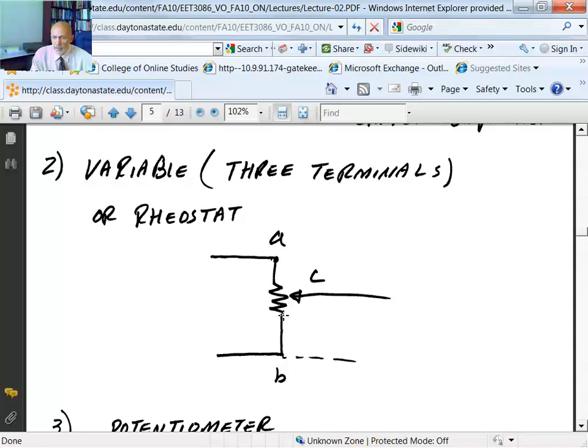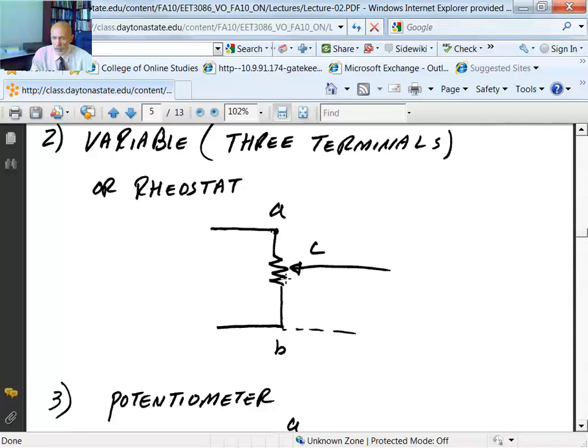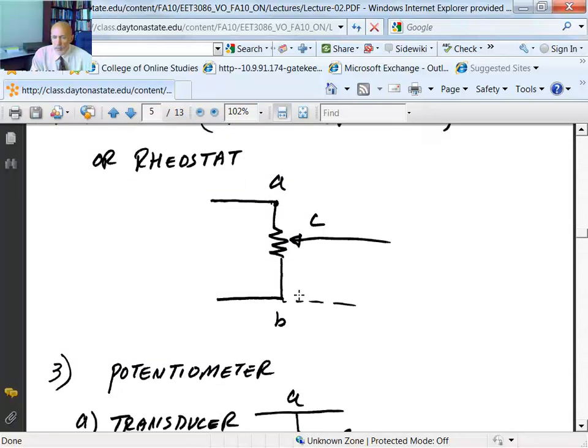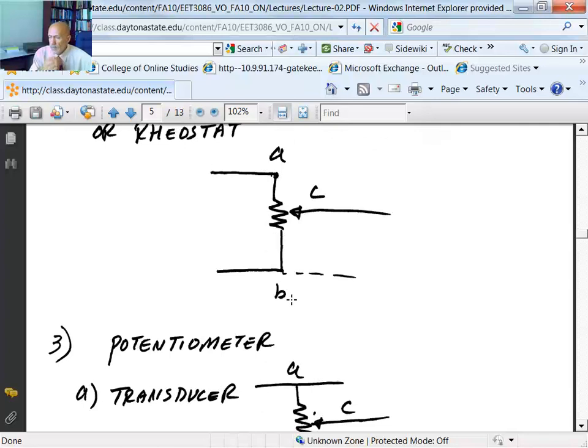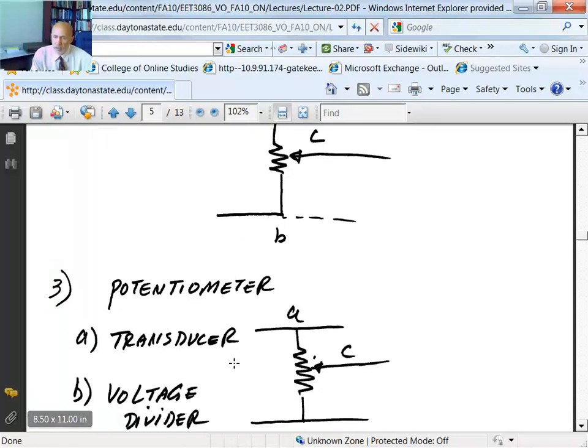ohms. So if you need to adjust the resistance value, then you must use either A and C or B and C as a variable resistor. And you only hook up 2 terminals. But if you use it as a potentiometer, then you must use it as a 3-terminal device. The potentiometer, you can use it as a transducer, or you can use it as a voltage divider.